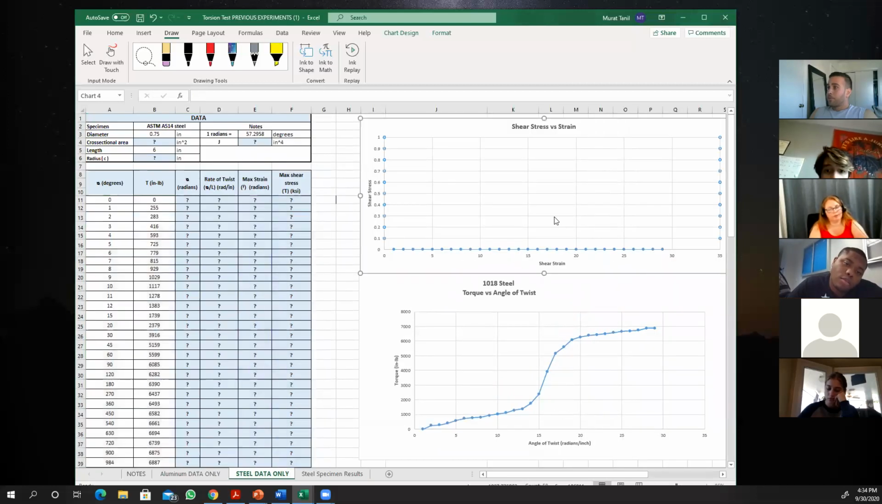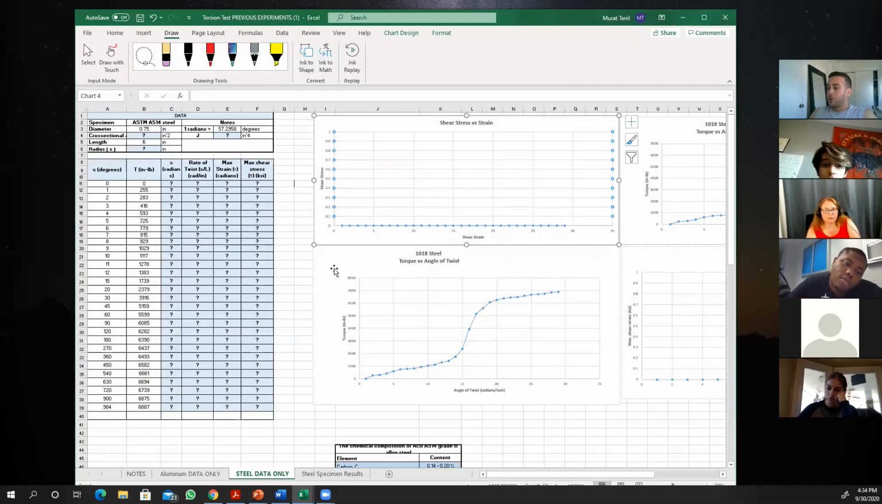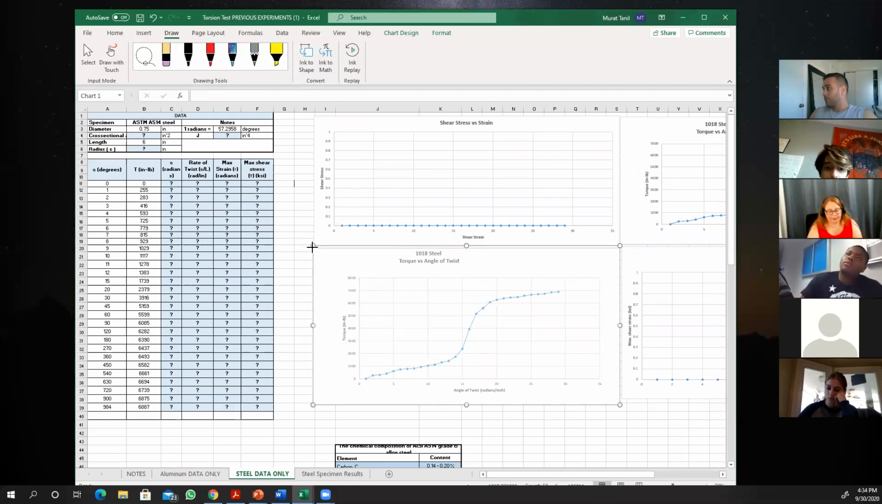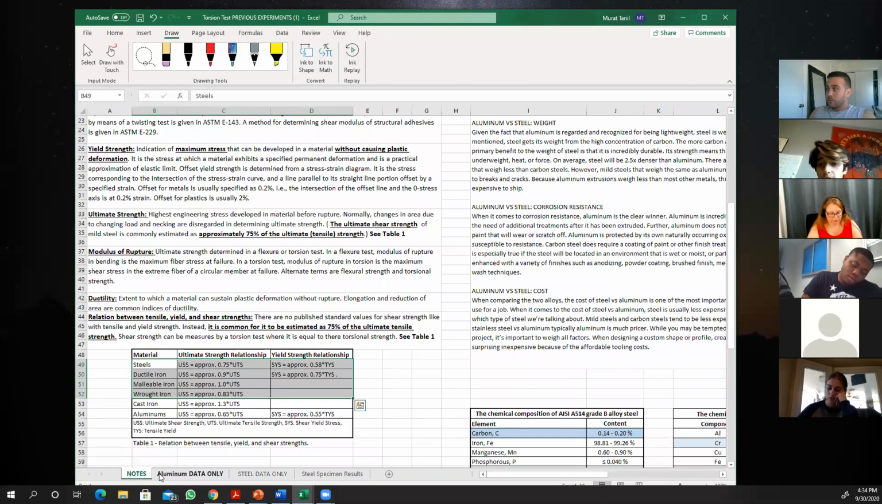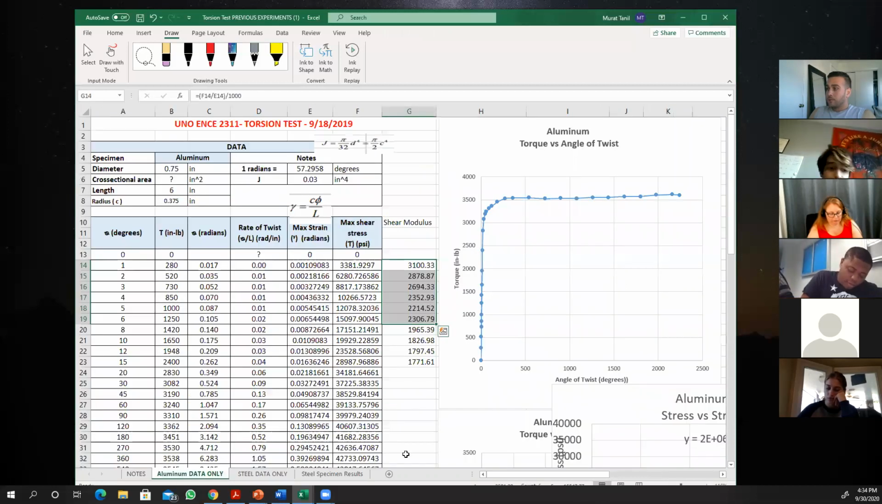Okay. So we don't have the 0.2% method where we can determine the yield strength like we did on the tensile. Okay. So then after you calculate that, you just stop after that number. Mm-hmm. Cool. Yeah.